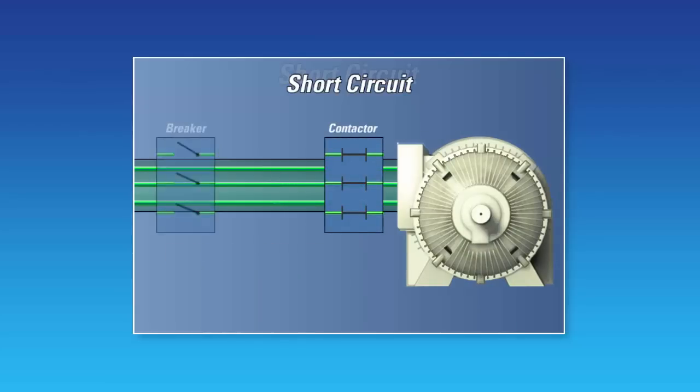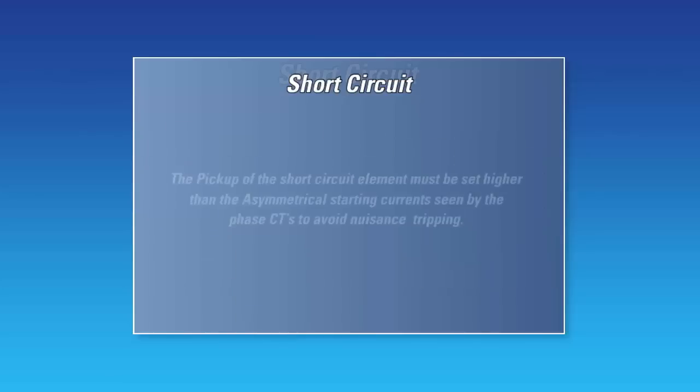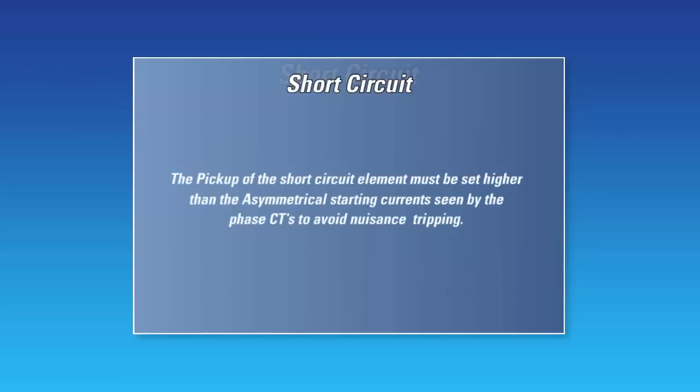The short circuit trip element is coordinated with external upstream fuses such that the element will operate first. When a motor starts, the starting current, which is typically 6 times the full load current rating of the motor, has asymmetrical components. These asymmetrical currents may cause one phase to see as much as 1.7 times the normal RMS starting current. As a result, the pickup of the short circuit element must be set higher than the maximum asymmetrical starting currents seen by the phase CTs to avoid nuisance tripping.